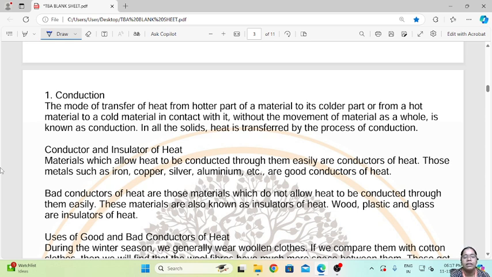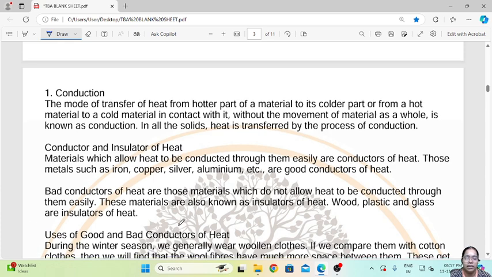Also we have seen that if the pan is made of metal, it becomes hot when you keep it on the stove. But if we touch the handle of the pan, the handle does not feel hot. That is because it is made of insulators, and insulators are poor conductors of heat. So, uses of good and bad conductors of heat.